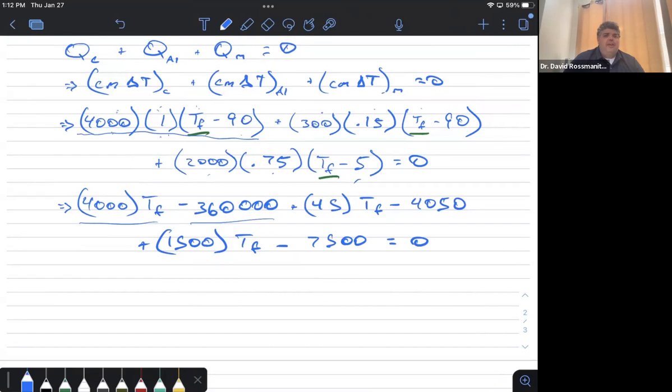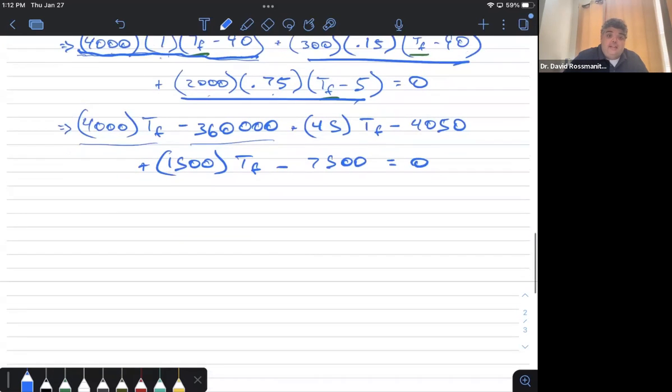Okay, so at this point, you have to be very careful and organized about simplifying this out. I'm just distributing through the numbers. Each one of these 3 big terms gives me 2 different terms. The thing multiplied by TF and the thing multiplied by whatever the other number is. Okay. Any questions about that step? Because that's the hardest step of all of this stuff.